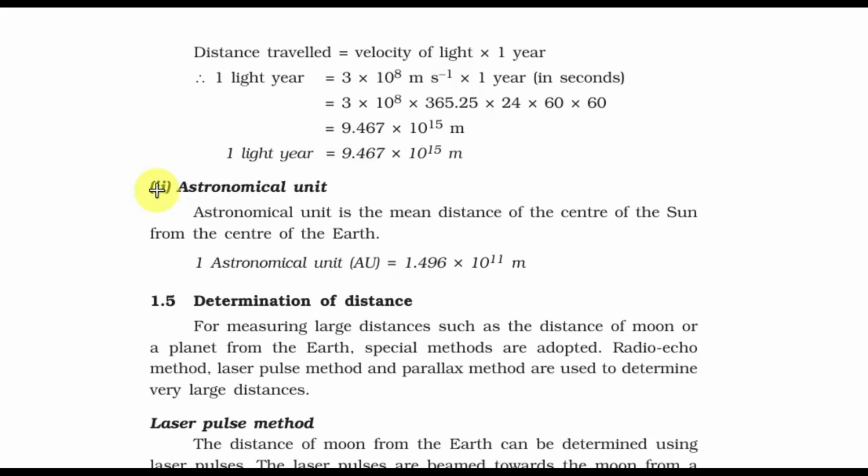Second one is astronomical unit. Astronomical unit is the mean distance of the center of the sun from the center of the earth. 1 astronomical unit, AU, equals 1.496 into 10 raised to power 11 meter.